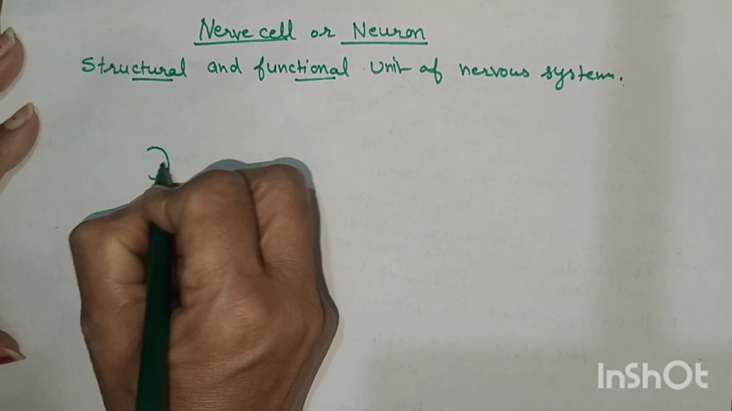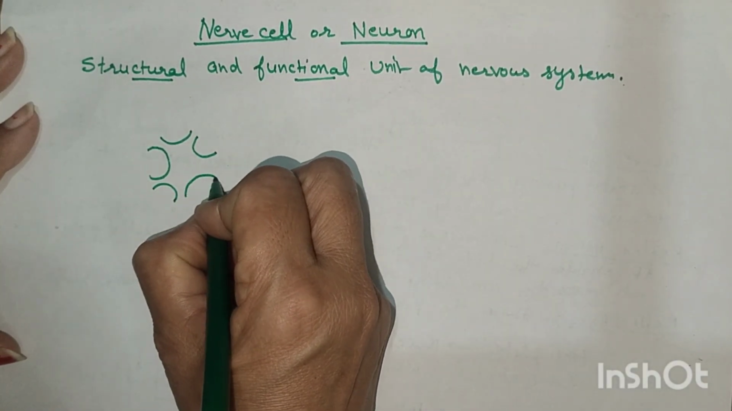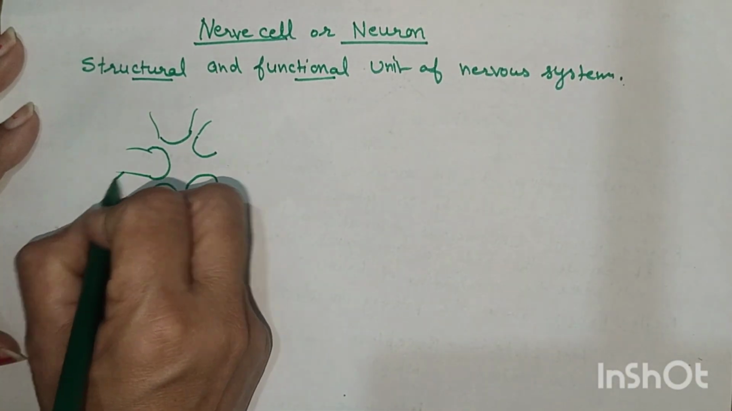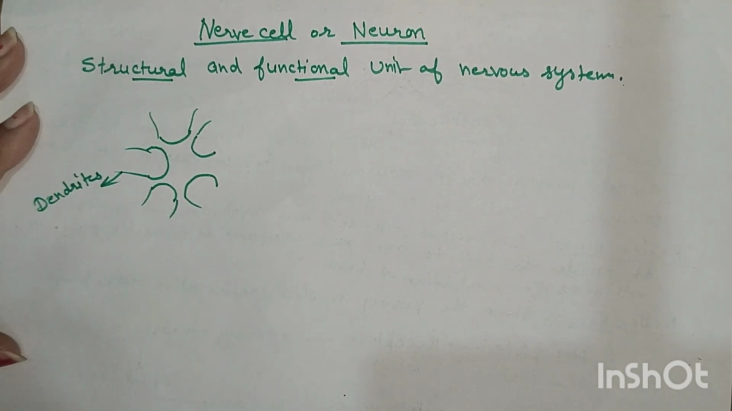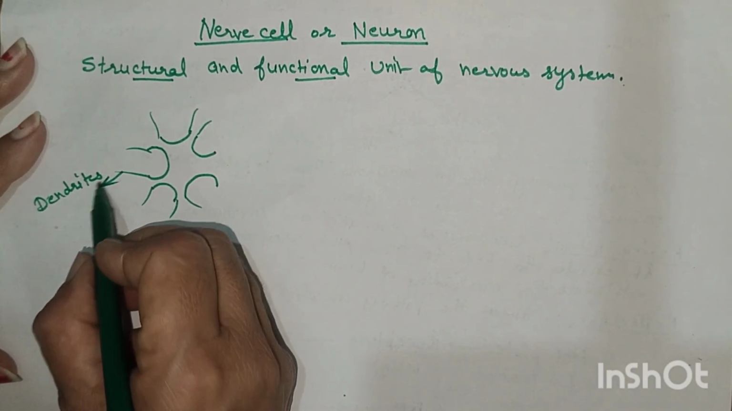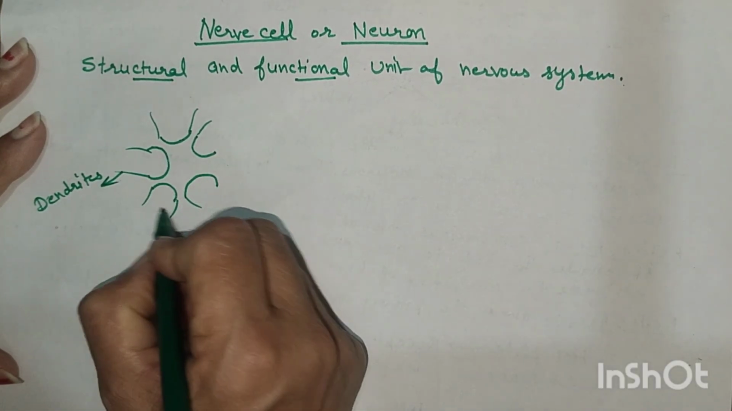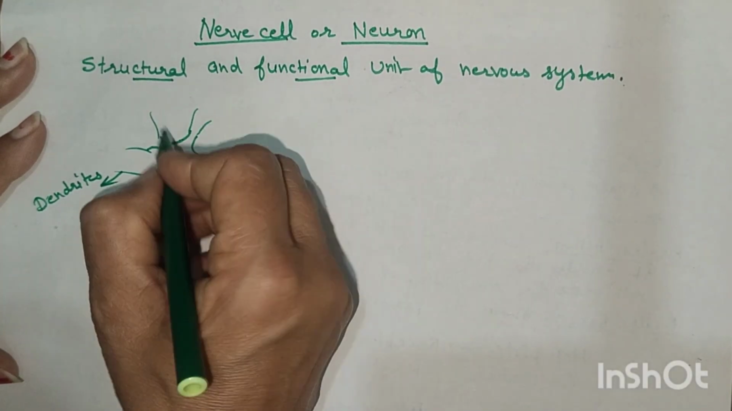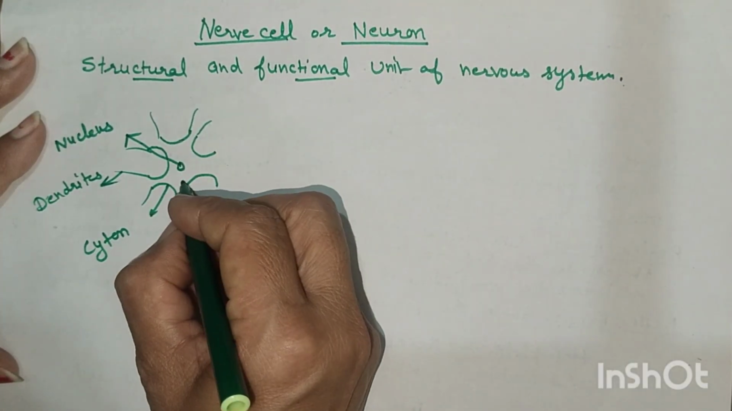It starts from some hair-like structures. These hair-like structures are called dendrites, and these receive the stimulus in the form of electric impulse. And this is called cyton. This cyton consists of the nucleus, the central body nucleus, and cytoplasm.